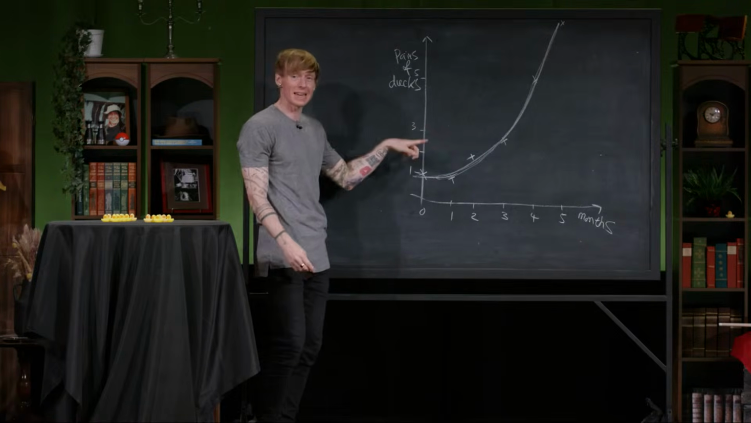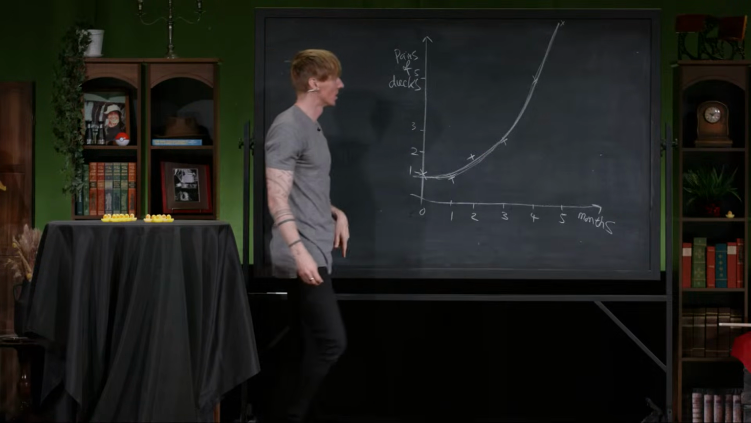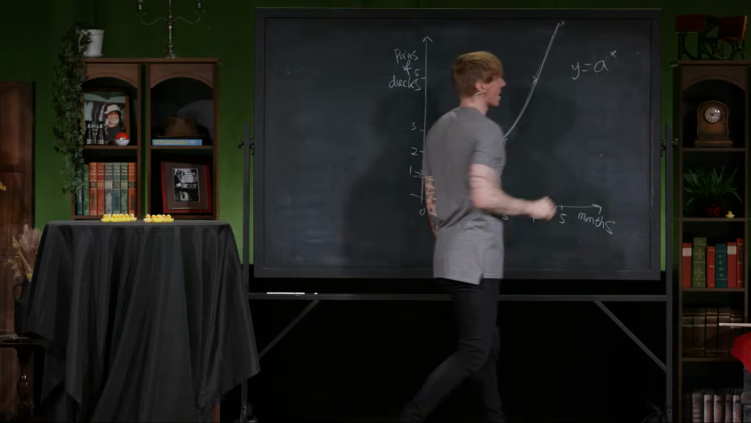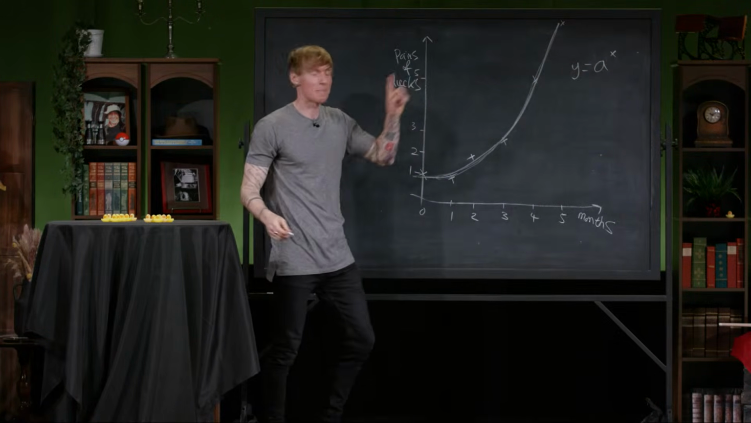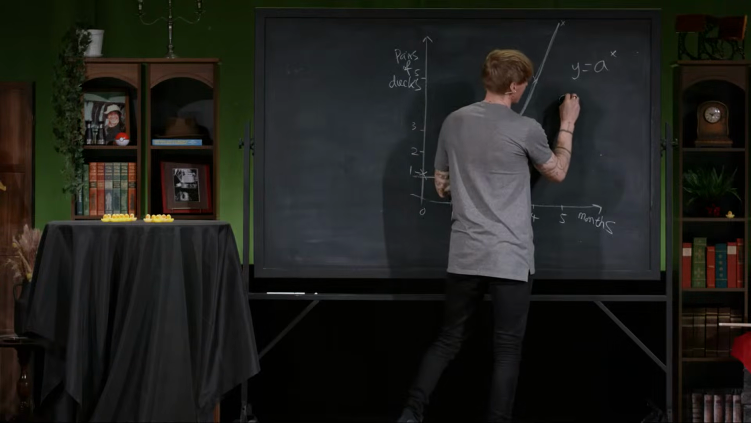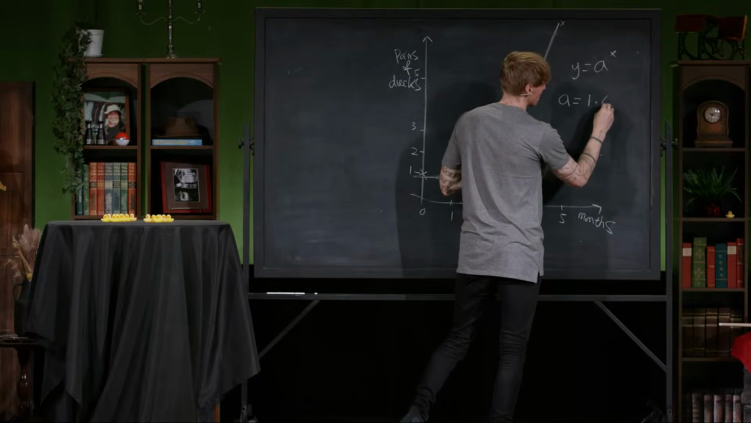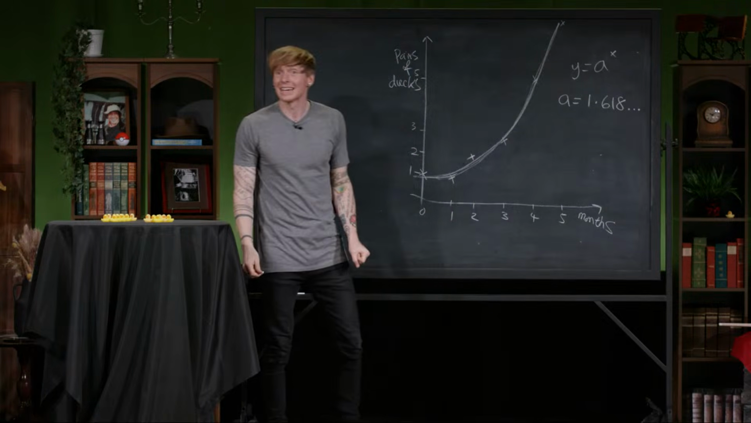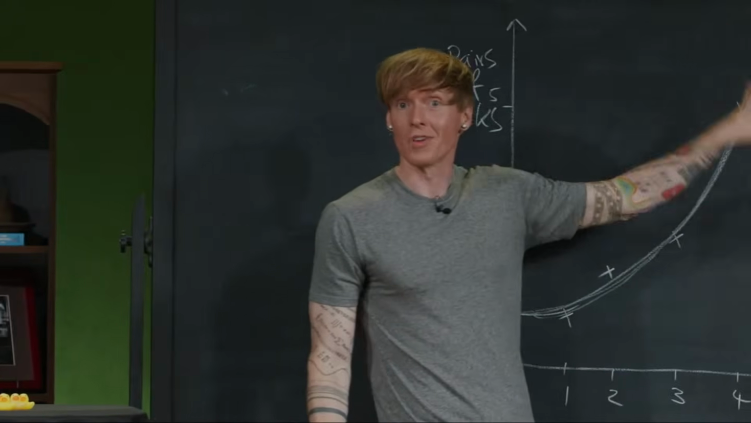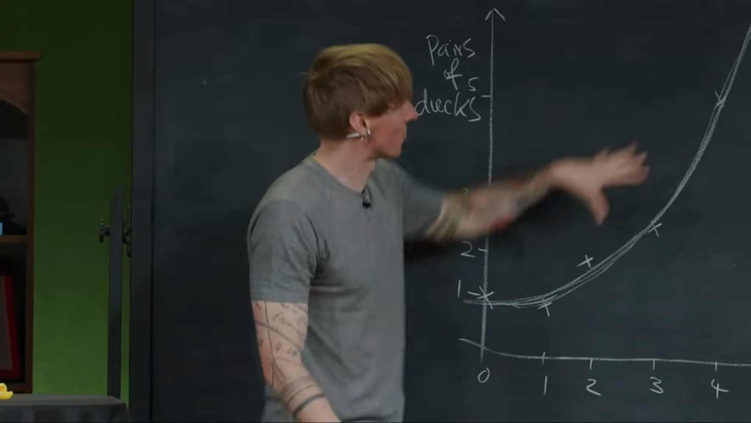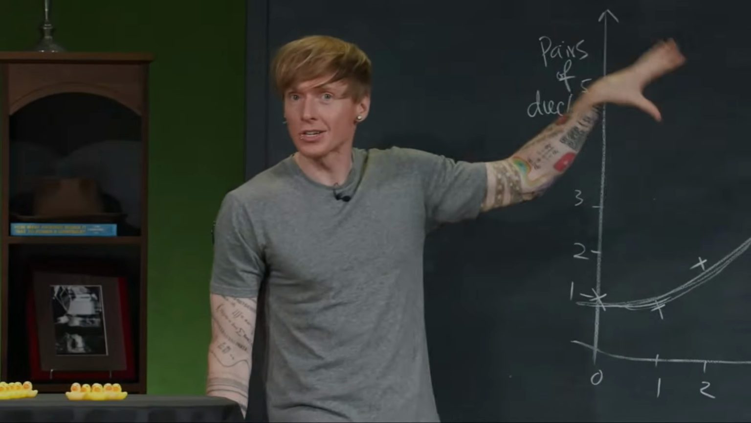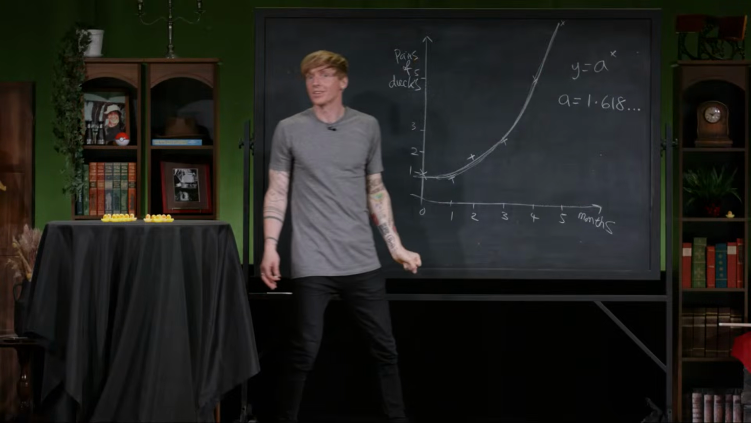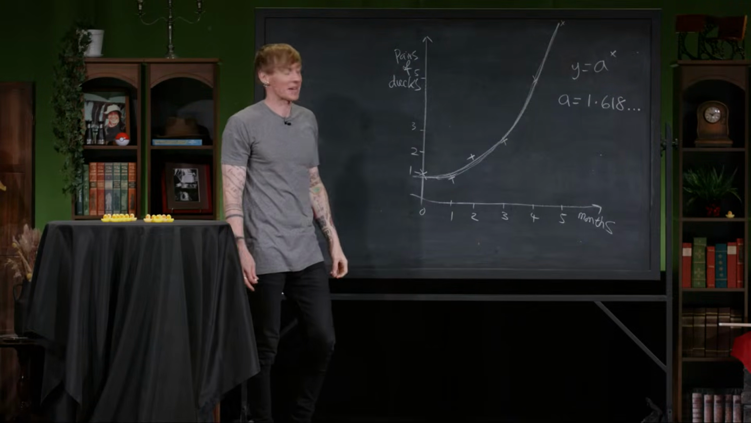And in fact, the base of this exponential, so when we talk about an exponential graph as being y equals a to the x, we talk about a as the base. And the base here is actually a equals 1.618..., which some of you may recognize as the famous golden ratio. So the breeding patterns of our rubber ducks are actually an exponential graph, an exponential relationship following the golden ratio, which is pretty magic, if you ask me.